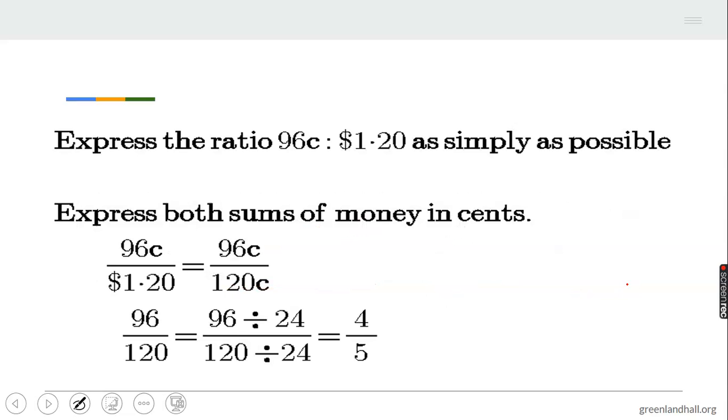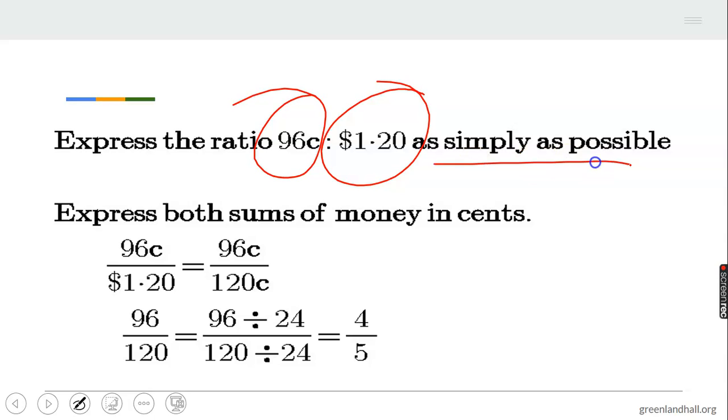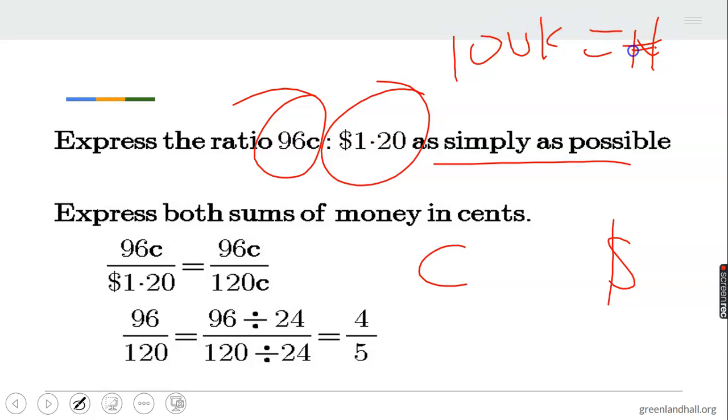You will see that in the next example. Express the ratio 96 cents to $1.20 as simply as possible. We are to reduce it to the lowest term. Don't forget, one is cents and one is dollars. Just like our naira and kobo, where 100 kobo equals 1 naira, the same thing applies here.